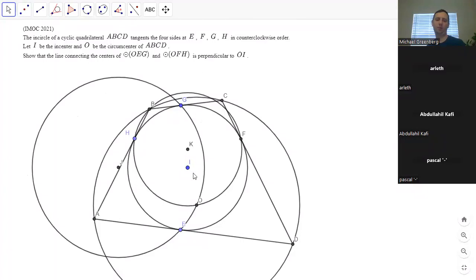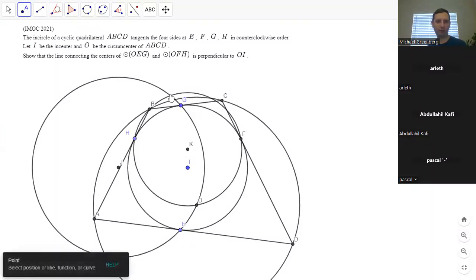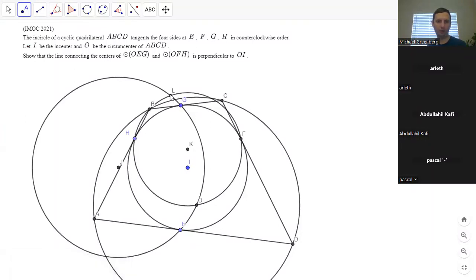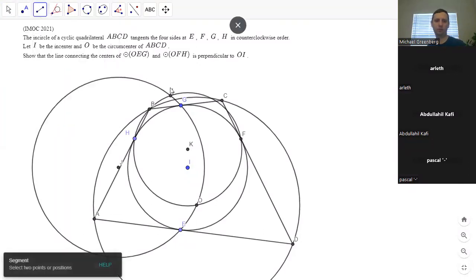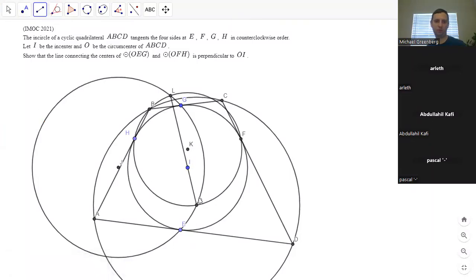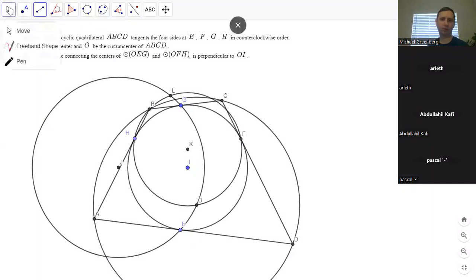Yeah, this is a really weird problem. It's the same as saying that JK is parallel to the radical axis of these two circles, right? So I guess another way to say it is the same as saying OL and I are collinear, right? So I think that's an easier way to think about it.